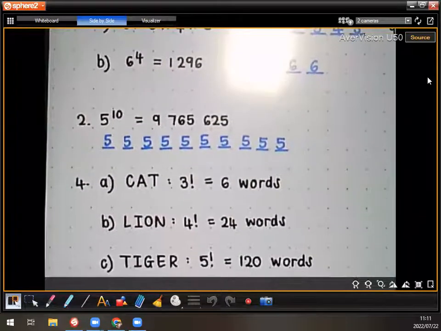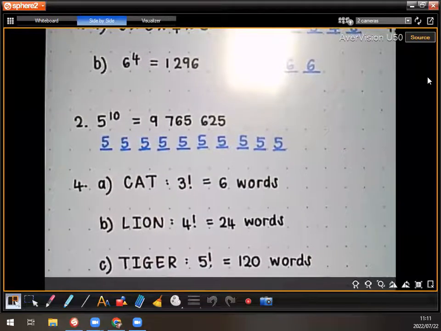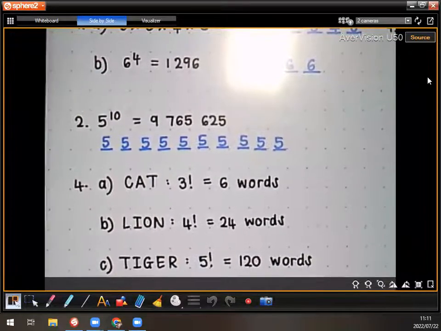Okay, then for number 4, assuming that any combination of letters forms a word, how many different words can be formed with the letters? But here they didn't specify whether you can allow repeats or not. When they don't specify, you need to assume that you can't, right? Because if I give you a word jumble, then normally you just assume that you can't repeat the letters. So like cat, what would be another option? Act, or TCA, or TAC, right? You don't normally think AAA.